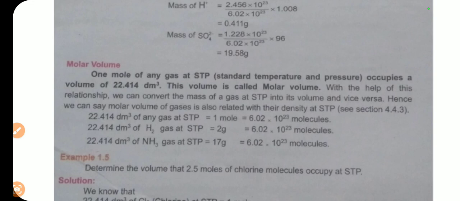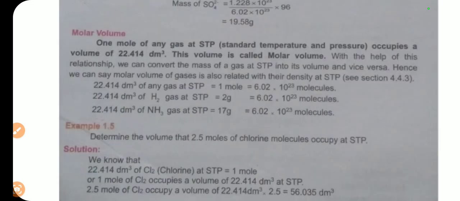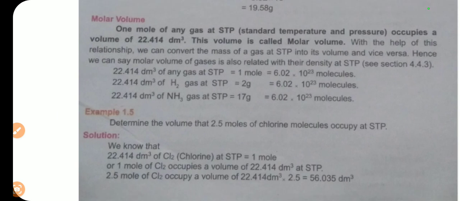Like the examples given there: 1 mole is equal to 22.414 decimeter cube of any gas at STP. The gas may be hydrogen, ammonia, carbon dioxide or another gas. 1 mole contains the molar mass of that particular molecule, like hydrogen gas contains 2 gram and ammonia gas contains 17 gram. So the molar volume and the Avogadro number remain the same because they are equal to 1 mole.